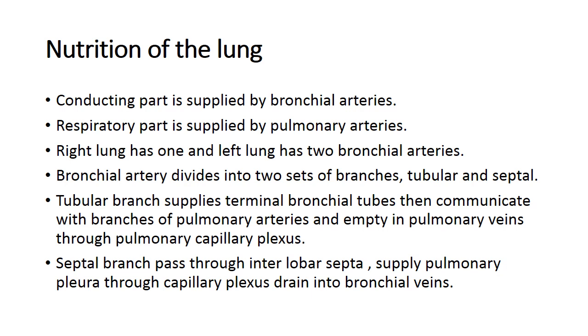The right lung has one bronchial artery whereas left lung has two bronchial arteries. Bronchial arteries then divide into two sets of branches. There are tubular arteries and septal arteries. Tubular branches of the bronchial artery supply terminal bronchial tube, and then it communicates with the branches of pulmonary arteries and they empty in pulmonary veins through pulmonary capillary plexus.